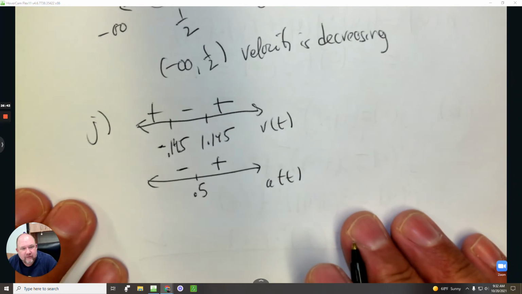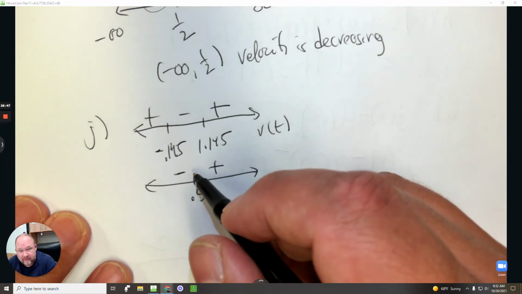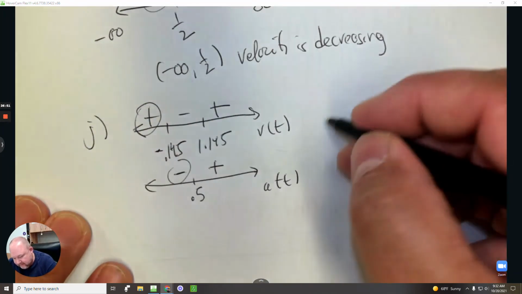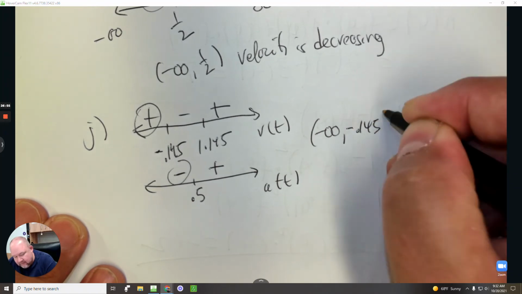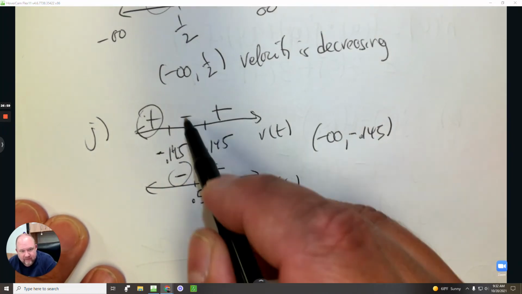And then when do the signs match? So when is the speed decreasing? Sorry, when the signs are different. So when the speed is decreasing, the signs are different. So from negative infinity to negative 1.145, it's positive and negative. After that, the signs match.